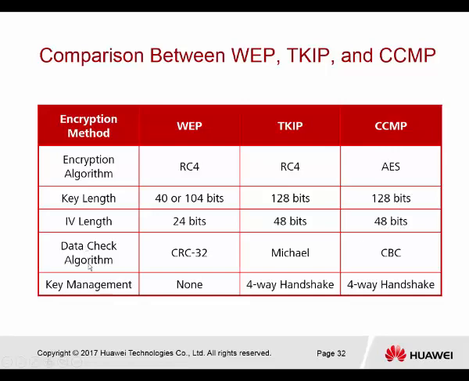For the data integrity algorithm, WEP uses the CRC. Oh, sorry, this one is using a CRC and this one is using a CBC. It's a different type of checking algorithm, and this one is using the MIC. Only TKIP and CCMP use the four-way handshake to get the PTK.